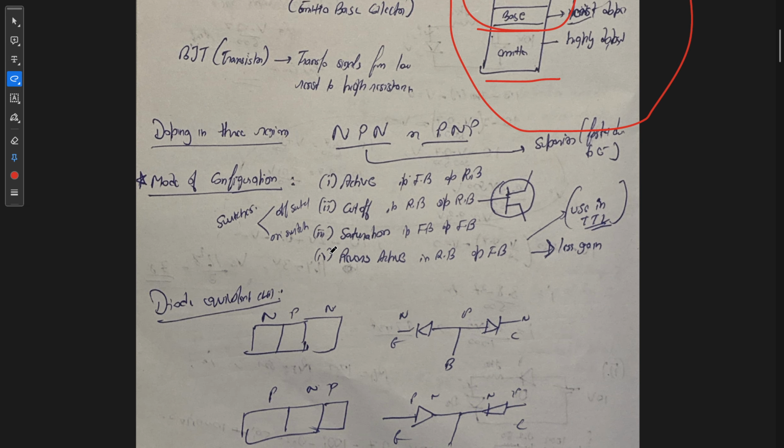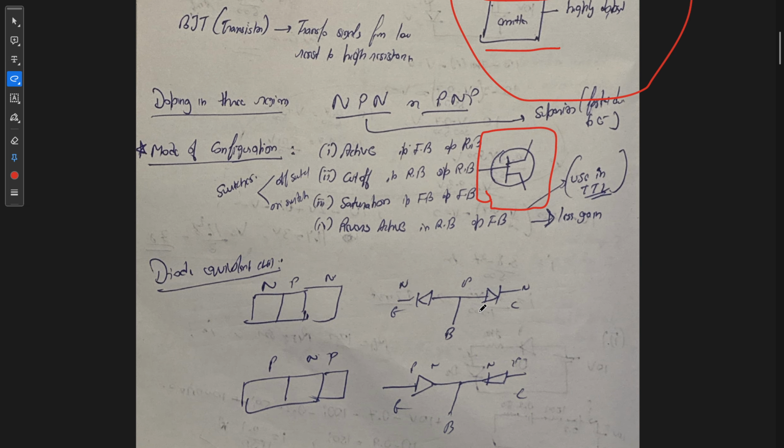There are two types of doping in these three regions. The first one is NPN and the second one is PNP. In NPN, the emitter and collector are doped with N-type semiconductor and the base is doped with P-type semiconductor. And in the PNP doping, the emitter and collector are doped with P-type semiconductor and the base is doped with N-type semiconductor. And this is the symbol of BJT.